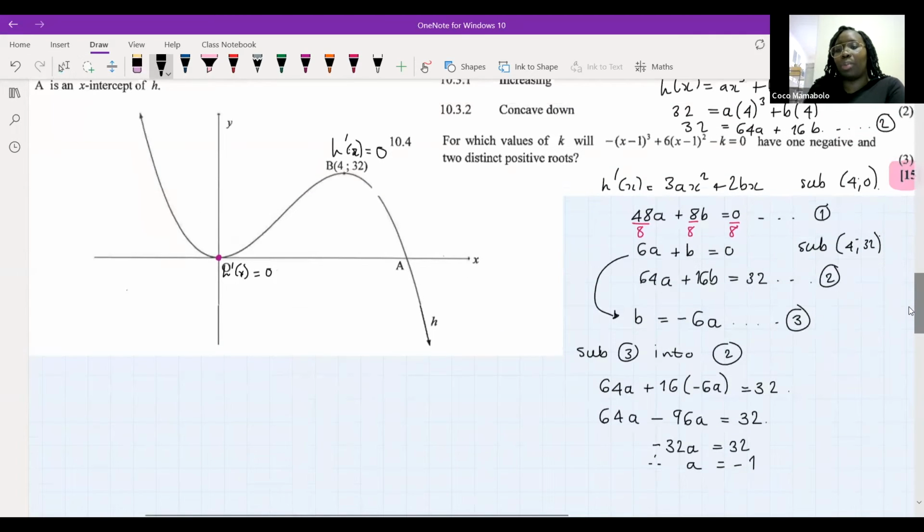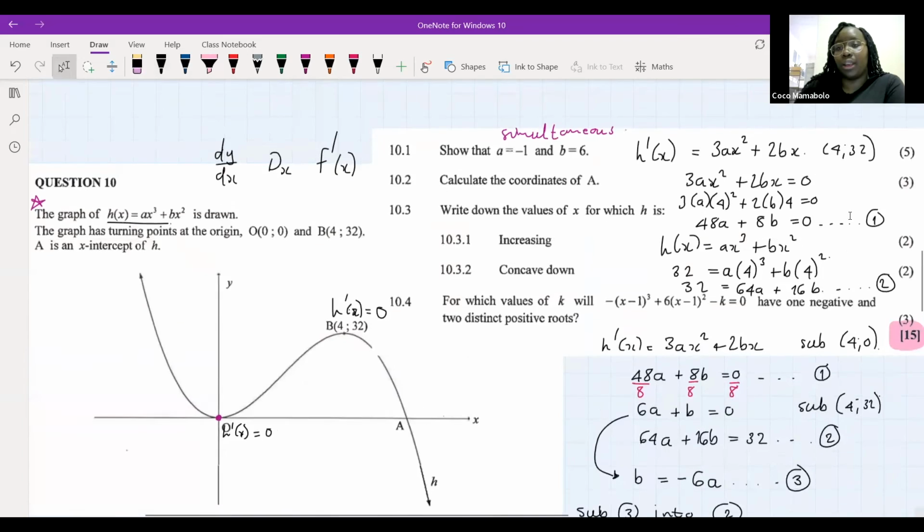And then I'm just going to go back into my formula and sub that value in. I'm going to go back into equation 3, sub in b is equal to negative 6 multiplied by negative 1, which is equal to 6. So there, I've managed to prove both of those points. There's definitely more than one way to do that. Sihle, I'm going to answer your question just now.